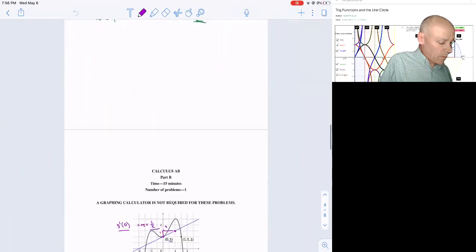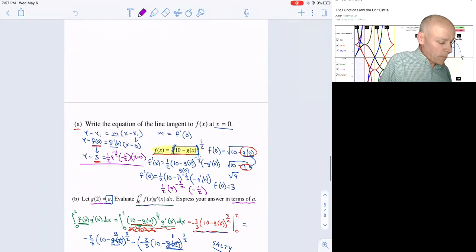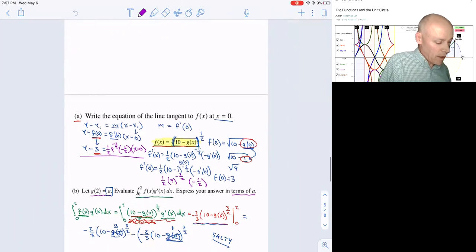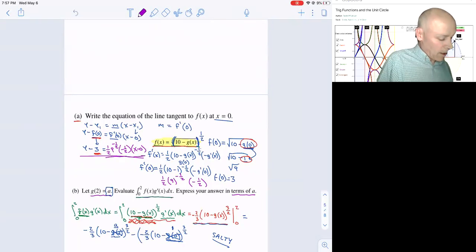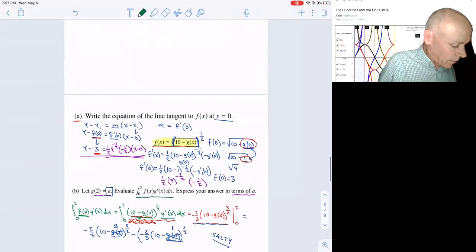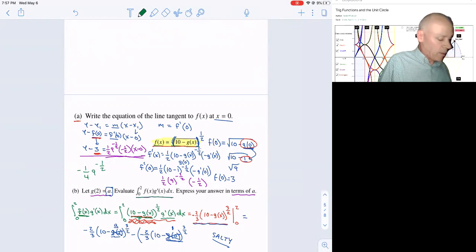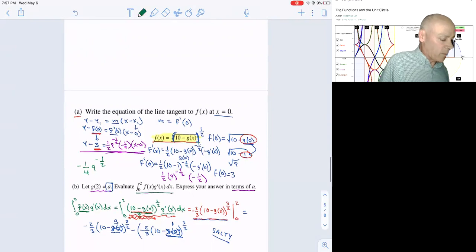Ooh, went up to the wrong problem. f prime at 0. There it is, f prime at 0. Oh my gosh, it's that hot mess right there. It's all of that. That's 1/2 times 9 to the negative 1/2 times negative 1/2. I can't remember that long enough to bring it down, so I'm just going to multiply the 1/2 and the negative 1/2. That's negative 1/4 times 9 to the negative 1/2. Okay, that is my f prime at 0. So I'm going to just bring that down below: negative 1/4, 9 to the negative 1/2.